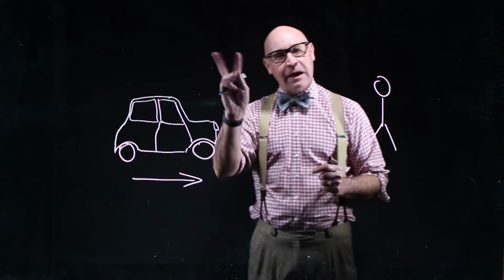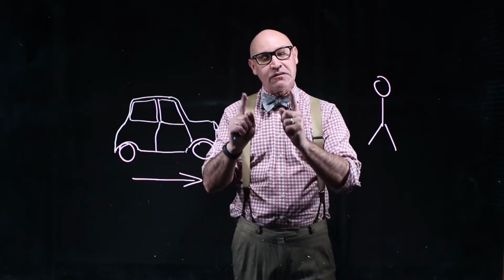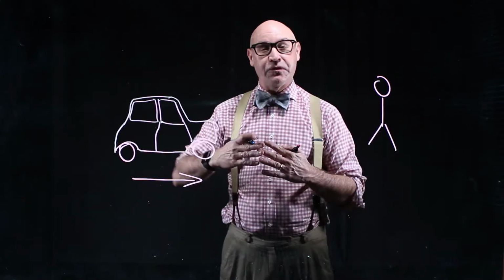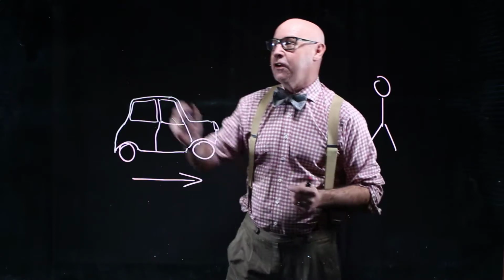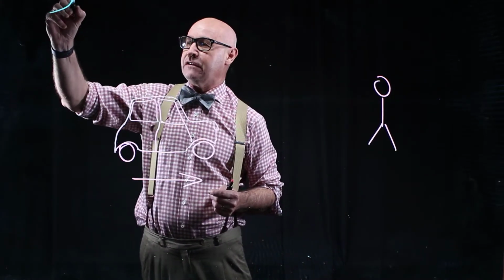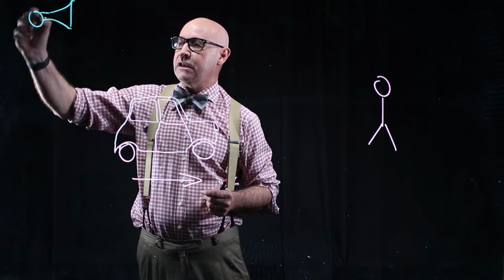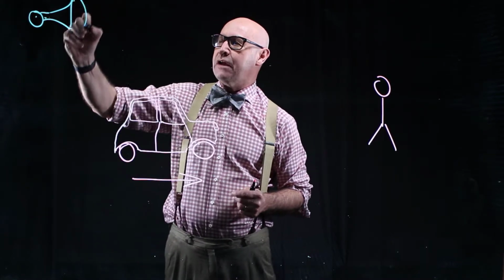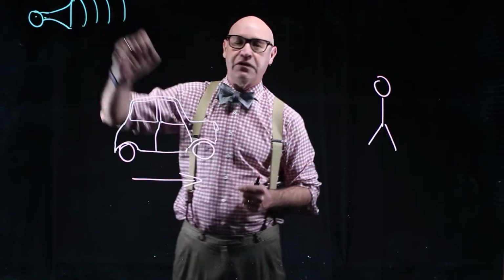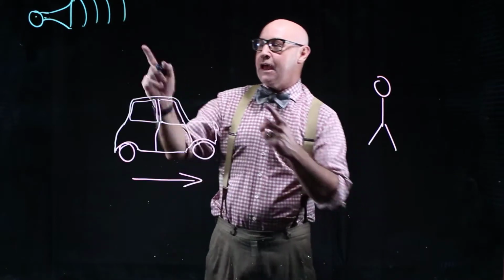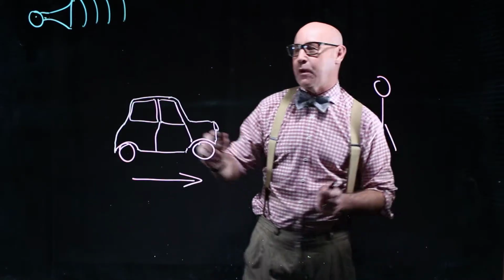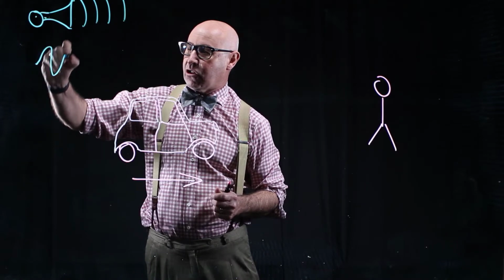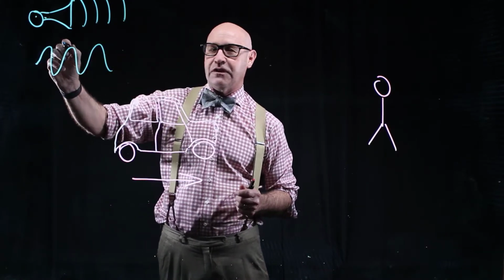To understand the Doppler effect, there's a couple of things you need to understand. Firstly, sound travels as a wave. So if we have a sound source, let's say we've got a big air horn here, well, sound travels away from the sound source as a wave. Now, one of the ways we can draw these waves is like this, where we have crests and troughs.